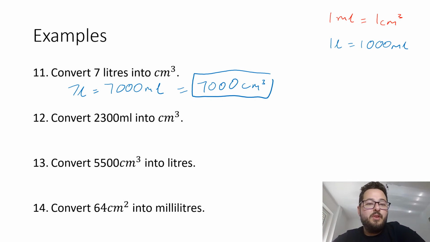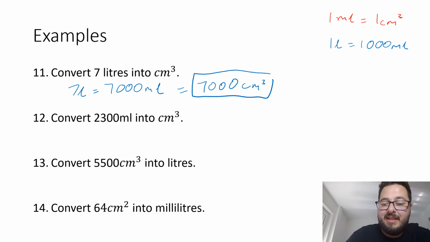Alright, next we want to convert 2,300 millilitres into centimetres cubed. This question is even easier because 1 milliliter is 1 centimetre cubed, so this is just 2,300 centimetres cubed.